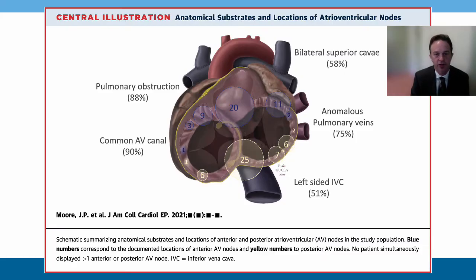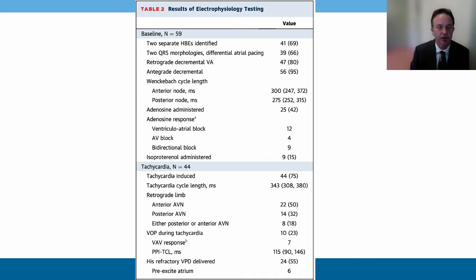This figure shows us that the AV nodes tend to be located sort of midline in most cases. However, there's deviation to either side depending on the balance of the ventricles. And the important associations were pulmonary artery obstruction, common AV canal, bilateral superior vena cava, anomalous pulmonary veins, and importantly left-sided IVC in 50% of cases. We did find a highly variable number of criteria that were satisfied in these various cases. Not all criteria, the classic criteria, were satisfied, and I'll talk about that a little bit more.